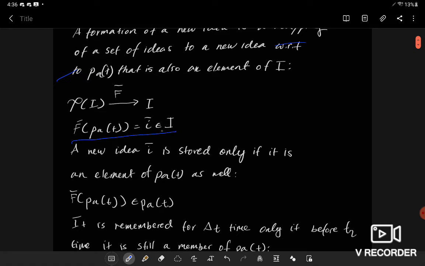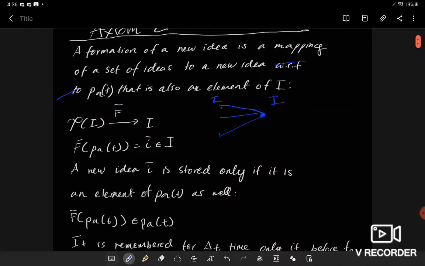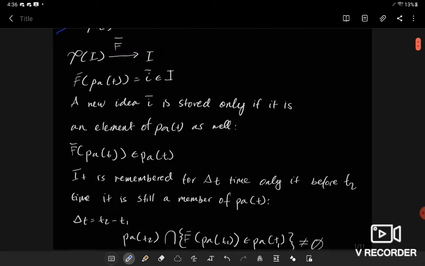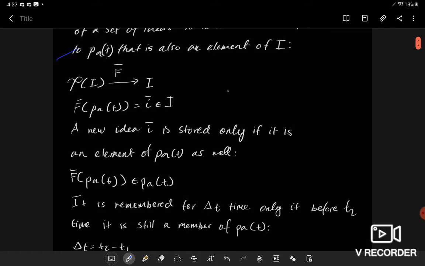So in a sense, it's mapping a set of ideas from I to an idea in I, right? That's why we map the power set of I to I itself. And so when a participant creates a new idea, it's not necessarily stored. And this is similar to calculation, right? When a calculator calculates something and produces an output, that output isn't necessarily stored by the calculator. And so there exist participants in which they make an output from inputs, which is not stored at all. And so these are pretty much like functions, right? They input, they output, and nothing is stored.